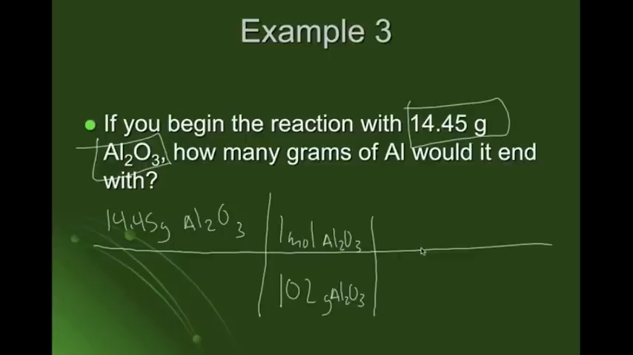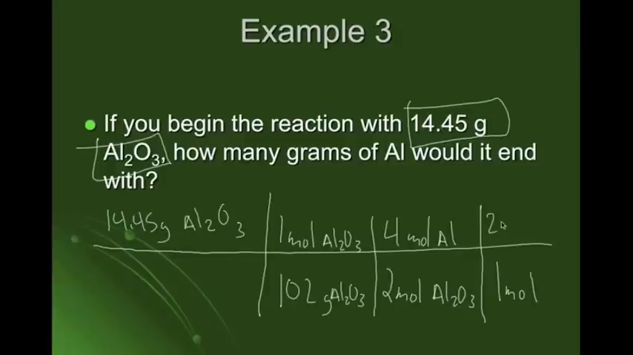We used this before as well, going from aluminum oxide to aluminum, and we know that it is 2 moles of aluminum oxide to every 4 moles of aluminum. Now that we have it in moles of aluminum, we can take it into grams of aluminum using our molar mass, and we know that 1 mole of aluminum equals 27 grams of aluminum. I just got that right off the periodic table.